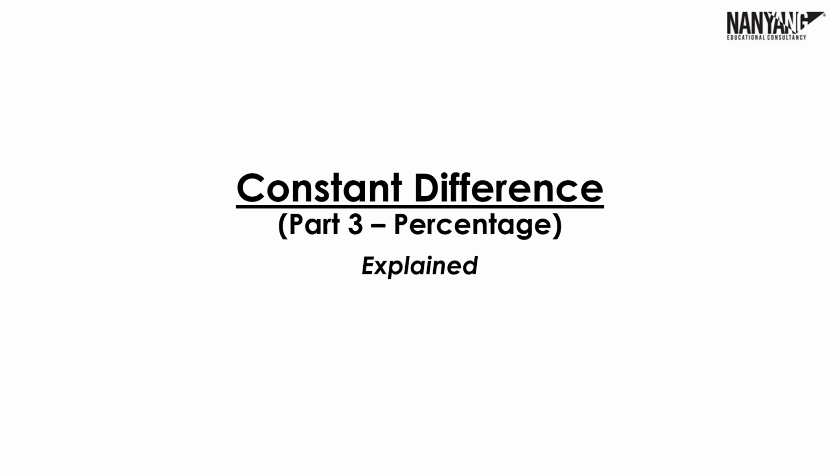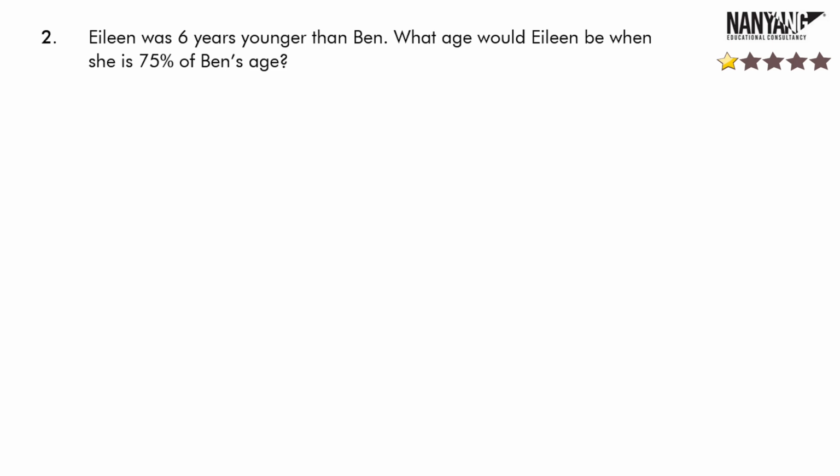Now that we have learned how to do the questions, let's attempt another one. Eileen was 6 years younger than Ben. What age would Eileen be when she is 75% of Ben's age? Feel free to pause the video and attempt the question. You can resume once you're ready.